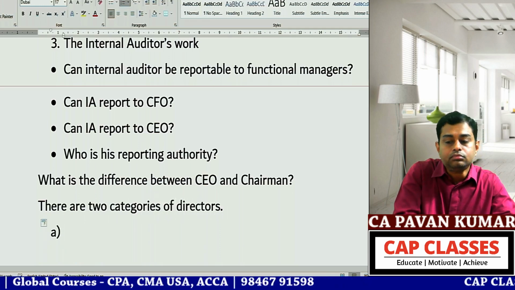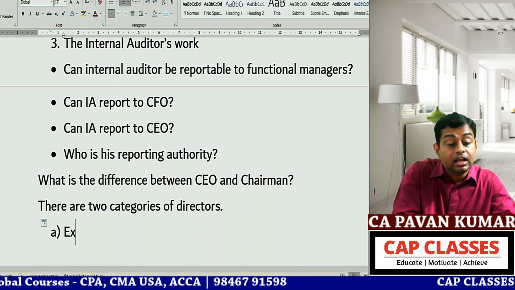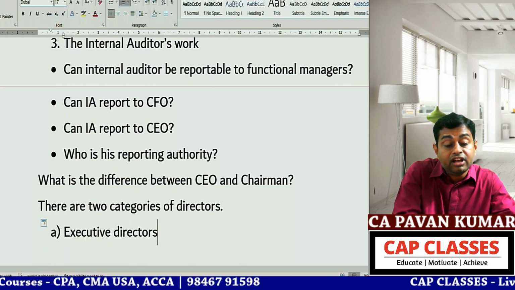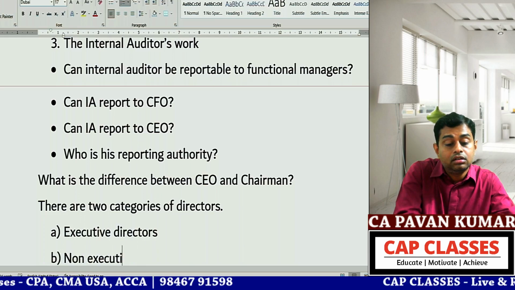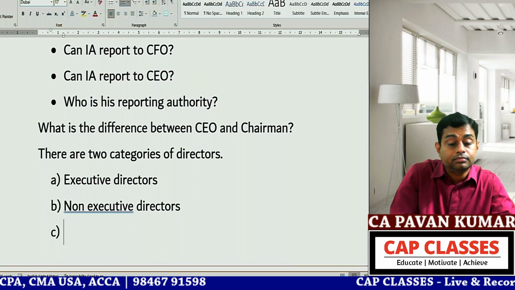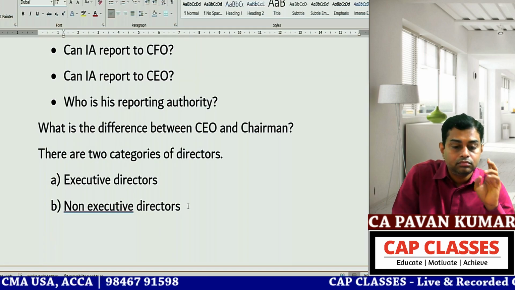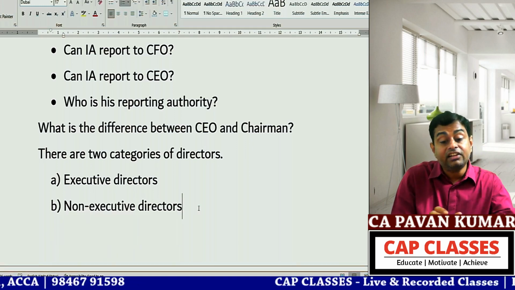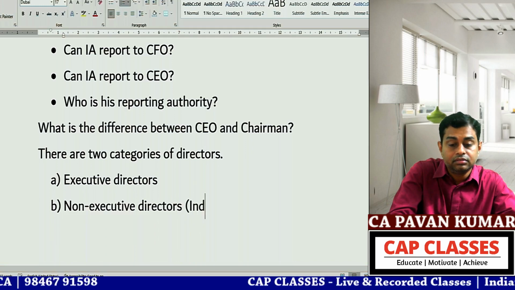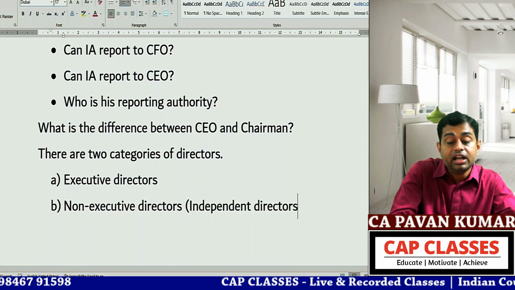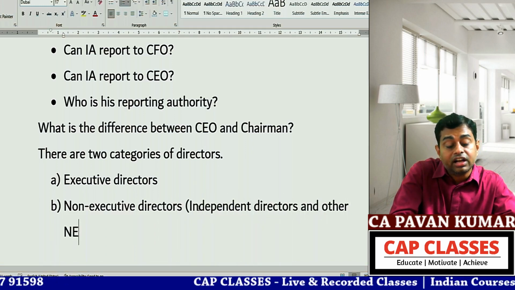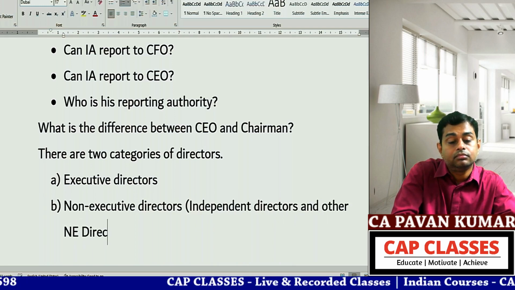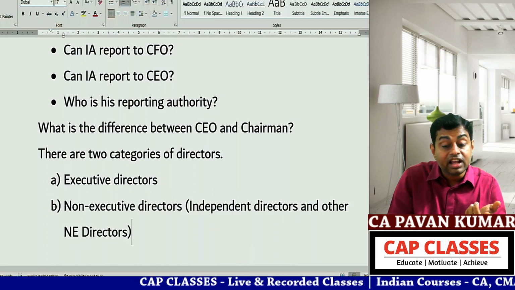A, executive directors. B, non-executive directors. Again, in non-executive directors, there are two categories: independent directors and other non-executive directors. So a non-executive director who is not independent.